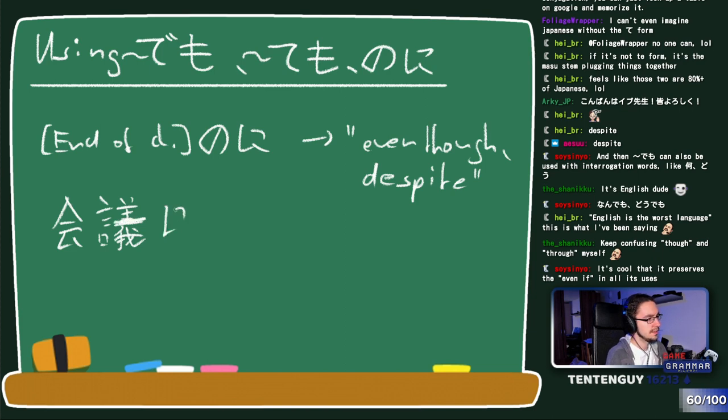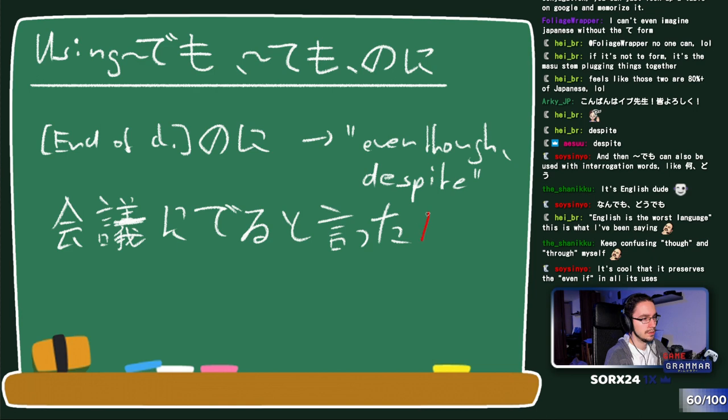Kaigi ni, for example, kaigi ni deru. Deru can mean to make an appearance somewhere. Kaigi ni deru to itta no ni. And then here it's kind of like this dot dot dot usage where we could imply it, or we could add a second clause. And then we could say something like 結局 出なかった, right?